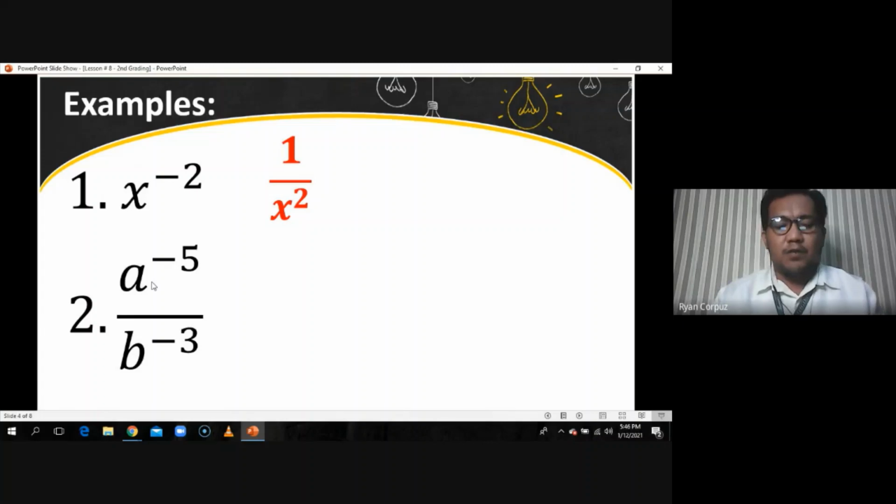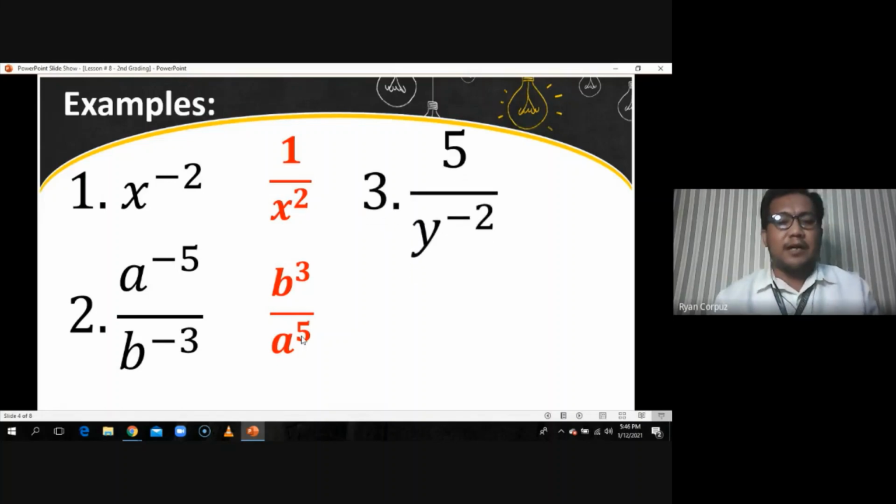So that's why when we simplify example number 2, it will be the same as b cubed over a raised to 5. So ang ginawa, pinagpalit lang yung position ng dalawa. So once you get the reciprocal, automatically the exponent will become positive. Sunod. So hopefully nakasunod doon. So para mas maintindihan pa, let's try another example.